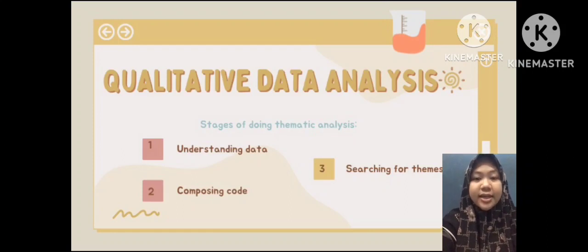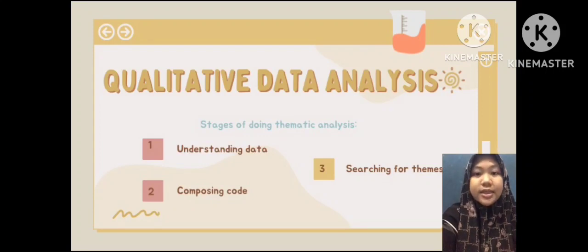Next, qualitative data analysis. Stages of doing thematic analysis: 1. Understanding data. 2. Composing codes. 3. Searching for themes. 1. Understanding data. Here the researchers need to understand and integrate with the qualitative data obtained. In addition, reading and rereading interview transcripts, as well as listening to interview recordings or watching films generated during the process of data collection, is the most efficient approach to become more integrated with the data.